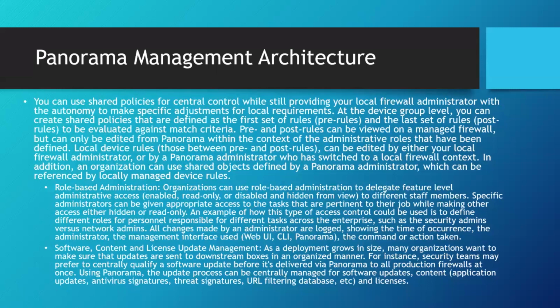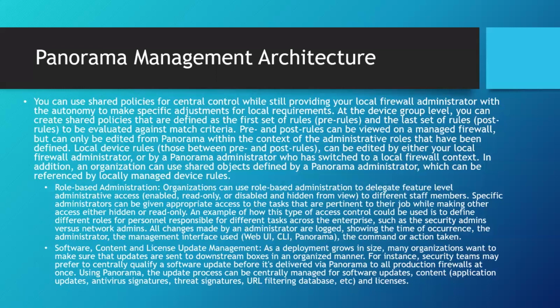Now, software, content and license update management, as you saw, can also be done centrally as a deployment. As your deployment grows in size, many organizations want to make sure that the updates are sent to downstream boxes in an organized manner. For instance, security teams may prefer to centrally qualify a software update before it's delivered via Panorama to all production firewalls at once. Using Panorama, the update process can be centrally managed for software updates, content application updates, antivirus signatures, threat signatures, URL filtering database, etc., and even the license.